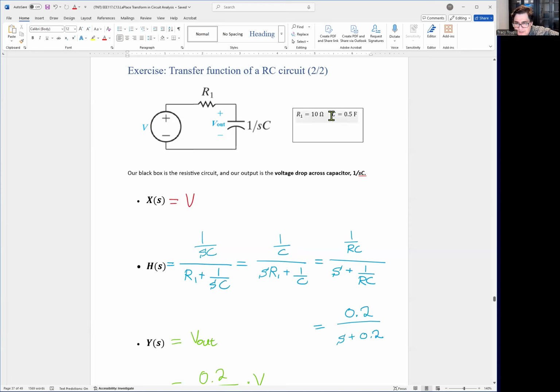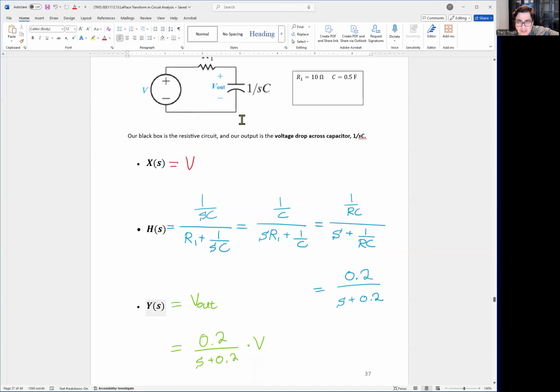So totally, you plug in the 10 ohms and capacitance 0.5 farads, your total transfer function gain is going to be 0.2 divided by S plus 0.2. Okay. Now, again, your output V out is going to be across a capacitor. So Y of S, V out, is going to be equal to H of S times X of S, where H of S again is 0.2 divided by S plus 0.2. So the gain of the circuit times your input V. Okay. So that's typically how you would do some basic circuit analysis.